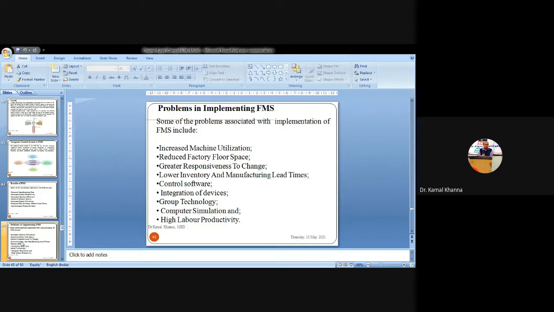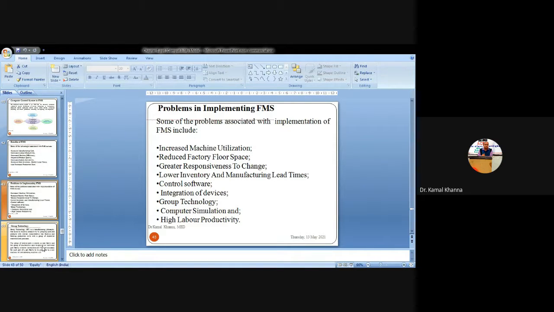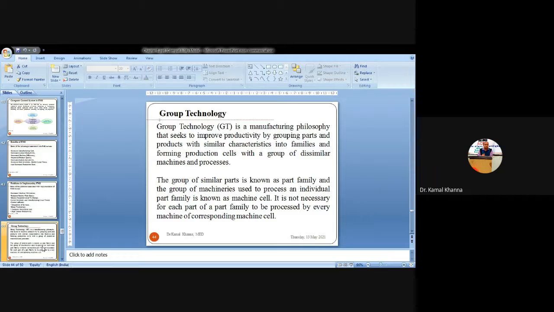These are some disadvantages or problems that may occur while installing or encountering the FMS system in your industry. So the main thing is how you can install or implement FMS in your industry. The main foundation of FMS, or flexible manufacturing system, is group technology, which is termed GT also. This is basically a management or manufacturing philosophy that seeks to improve productivity by grouping the parts that have similar manufacturing attributes.